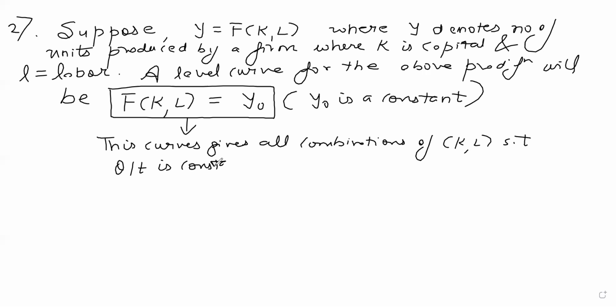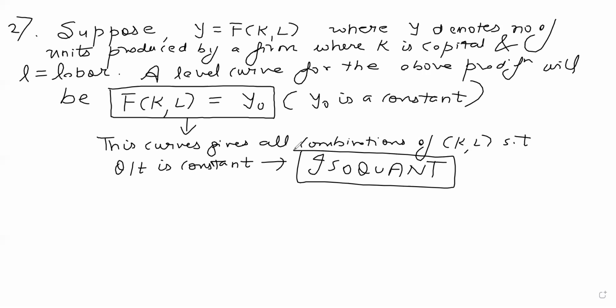Now, what is this curve called in microeconomics? It is called an isoquant. All students can recall from the basic microeconomics theory, all combinations of two goods which give the consumer the same level of satisfaction are called indifference curves. Similarly, all combinations of two factors of production, capital and labor, which give you the same level of output are called an isoquant.